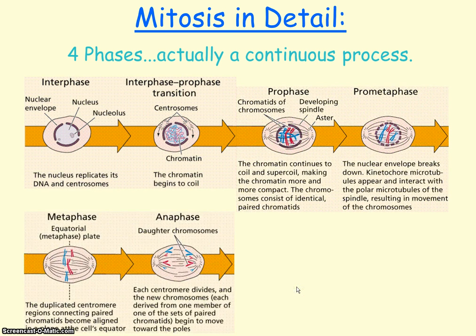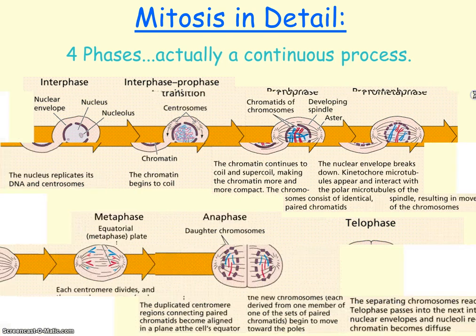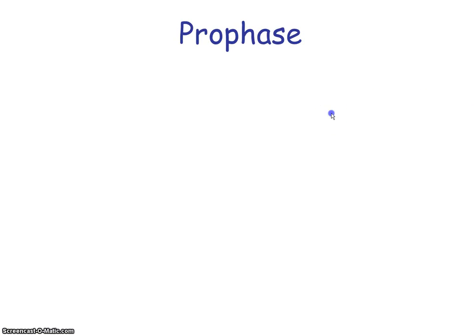This slide is really just showing you that it's a continuous process, and that if you really wanted to get technical, rather than just PMAT, prophase, metaphase, anaphase, telophase, you could actually go into, for example, pro-metaphase, which is the time in between prophase and metaphase, because the whole thing is sort of a continuous process. But we're just going to look at the 4 phases real quick.